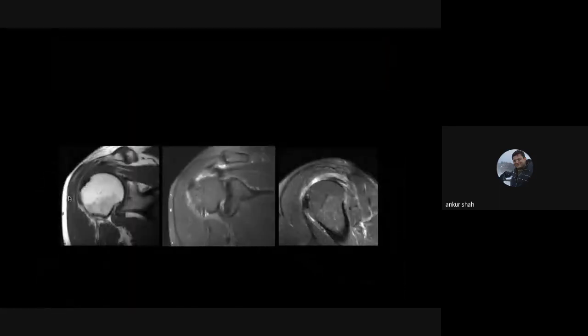And whenever there is a full thickness tear, always give the dimension in the coronal plane. That will tell you how much is the retraction, and also in the sagittal plane, that will give you the anteroposterior extent of the tear.